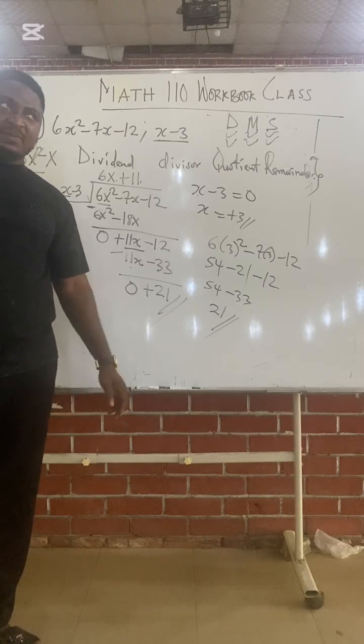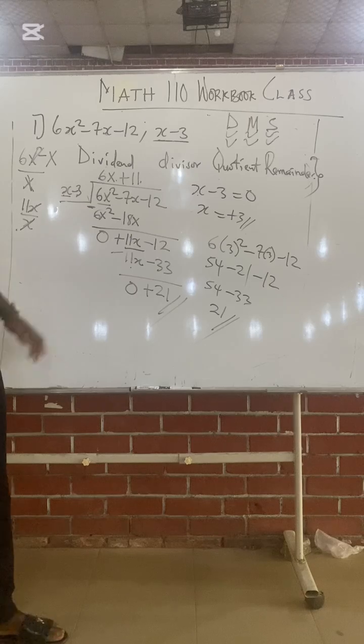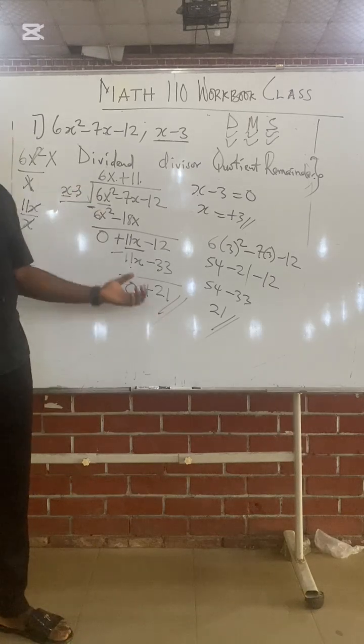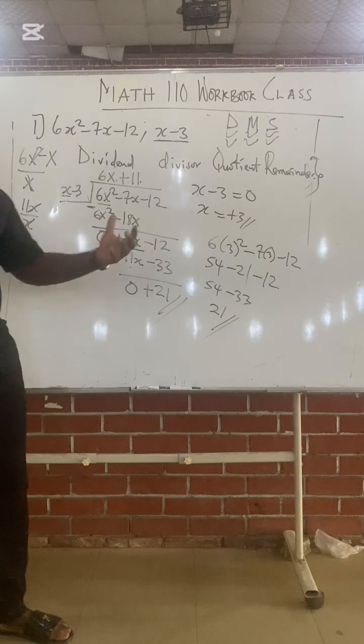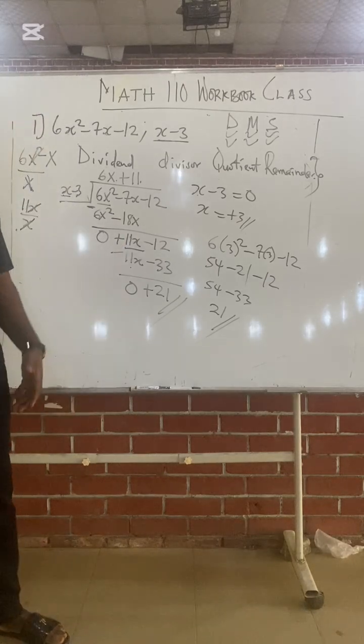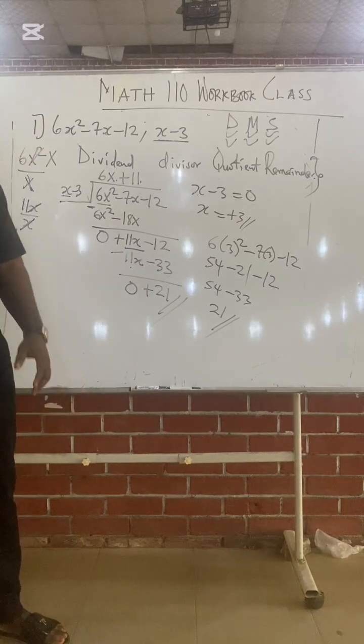Any answer you get is your remainder. Class, anytime you do long division and the remainder is 0, it means that the divisor is a perfect factor of the dividend. Class, what we call factor theorem and remainder theorem, we get there, we get there.